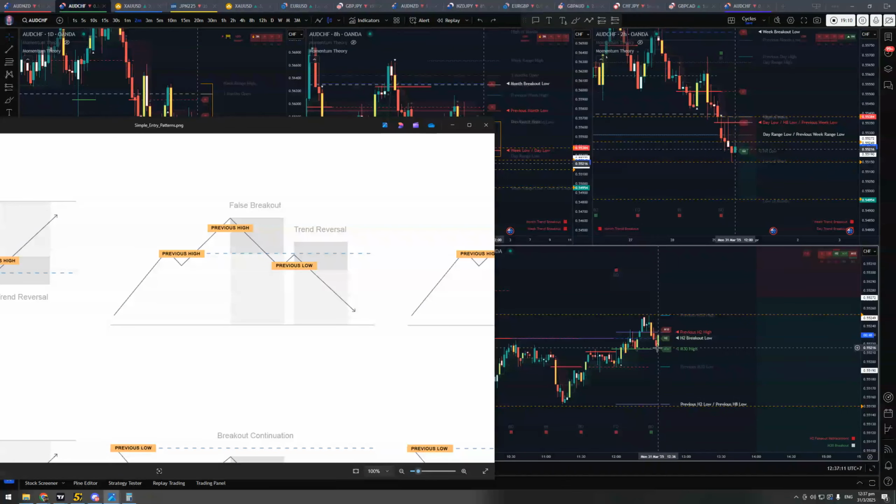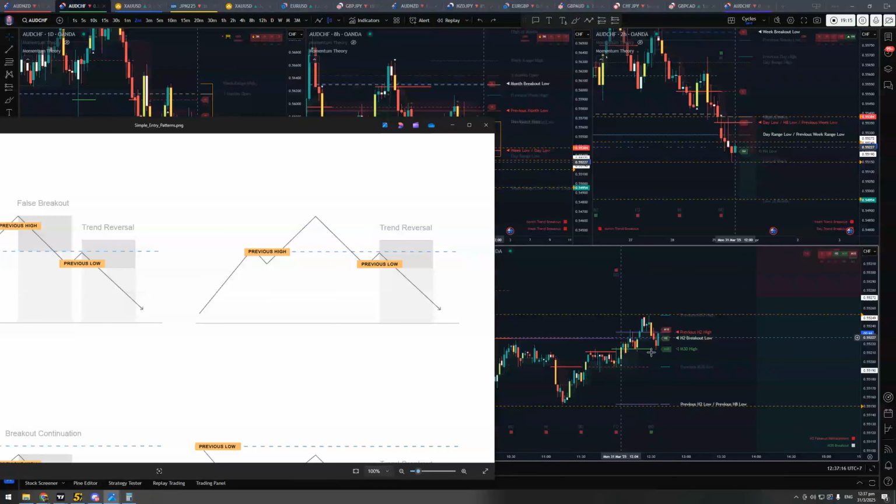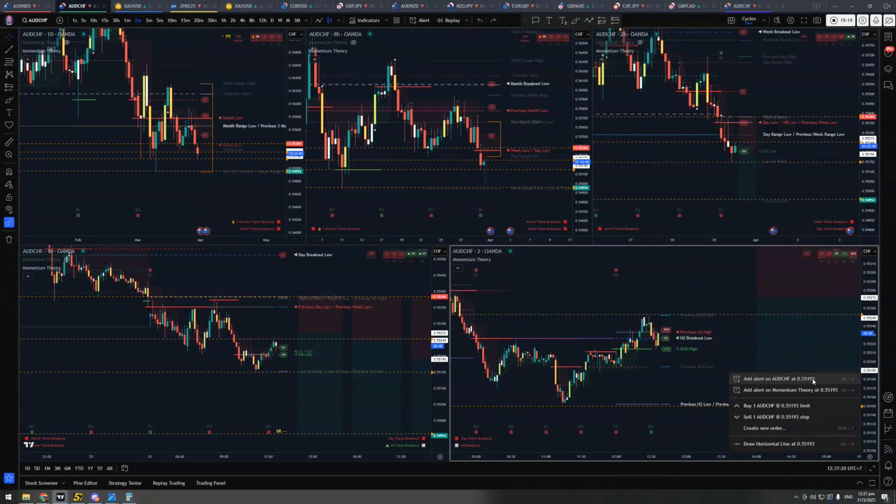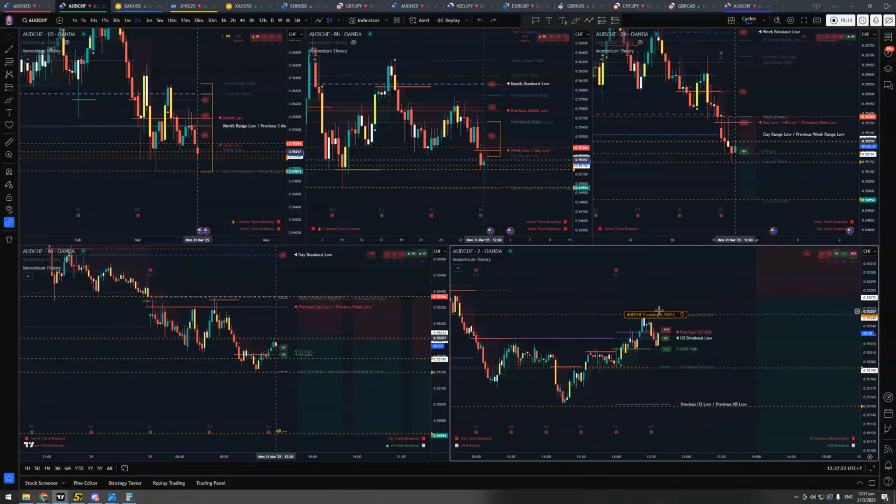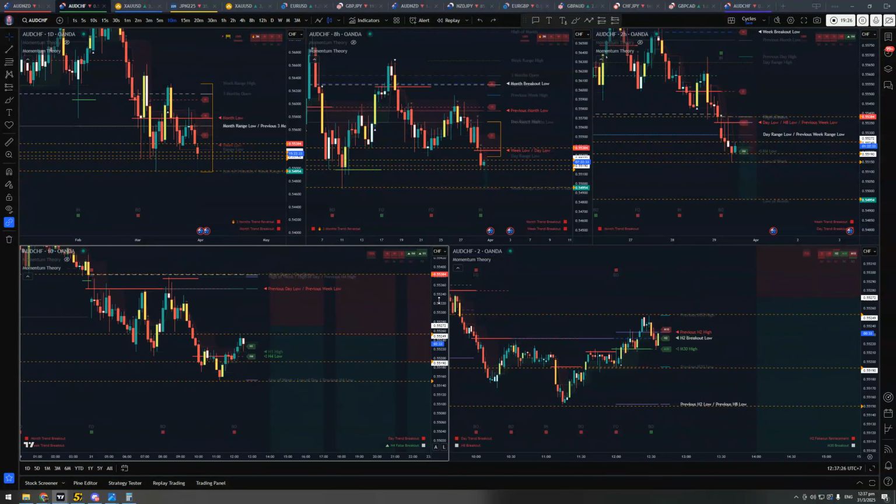And if it doesn't trigger that, then I can get in if price gets below this M30 low. So I do think I'll be sizing into this trade. So one of these two areas, I'll be looking at this trade again.